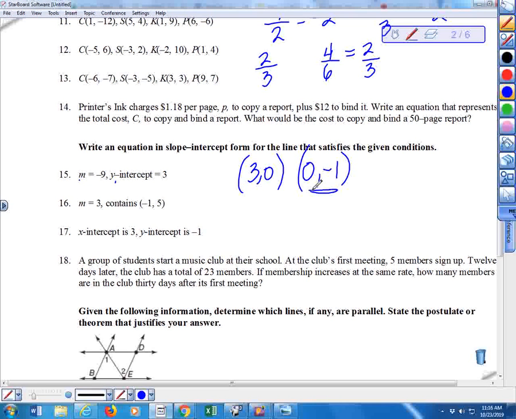So I can use these 2 points to find my slope. Negative 1 minus 0, 0 minus 3. So my slope is 1/3, and my y-intercept is negative 1, because they give that to me. Questions on that? Okay.